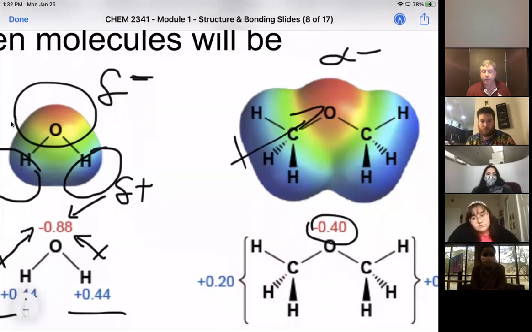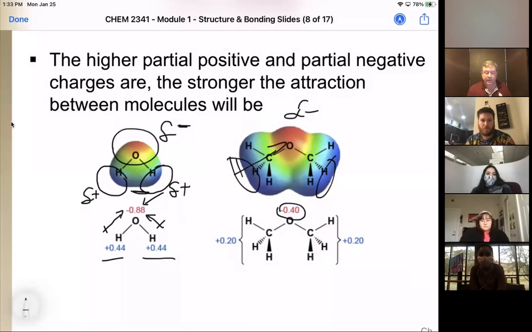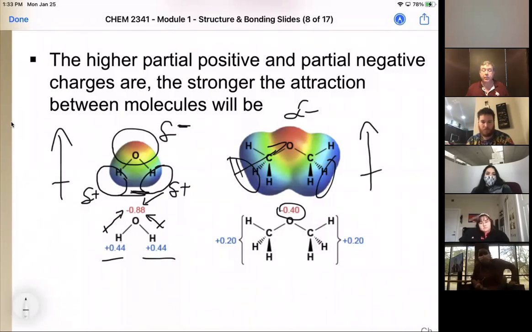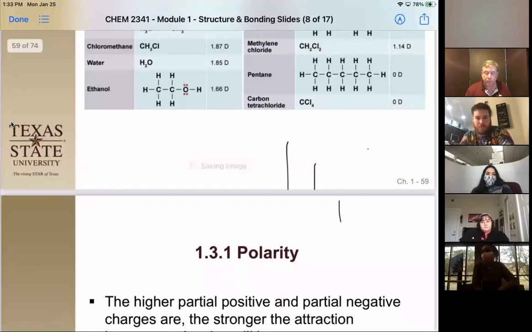So we have a partially negative side of this, delta negative, and we have a partially positive side of it, but it's not as polar as the case of water, okay? So when we have this, that means this has a positive side and a negative side, so this means it has a net dipole. So it has a direction of electron pull. This has a net dipole, and we can measure the strength of those net dipoles, okay? So if we measure the strength of that net dipole, we call that a dipole moment.